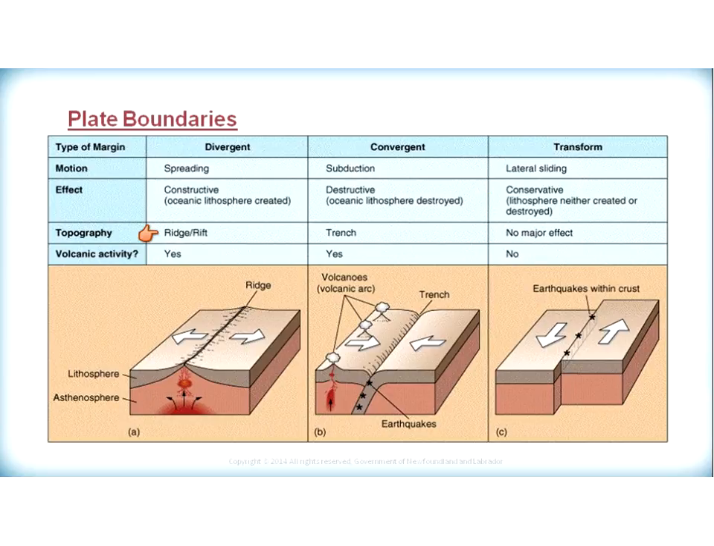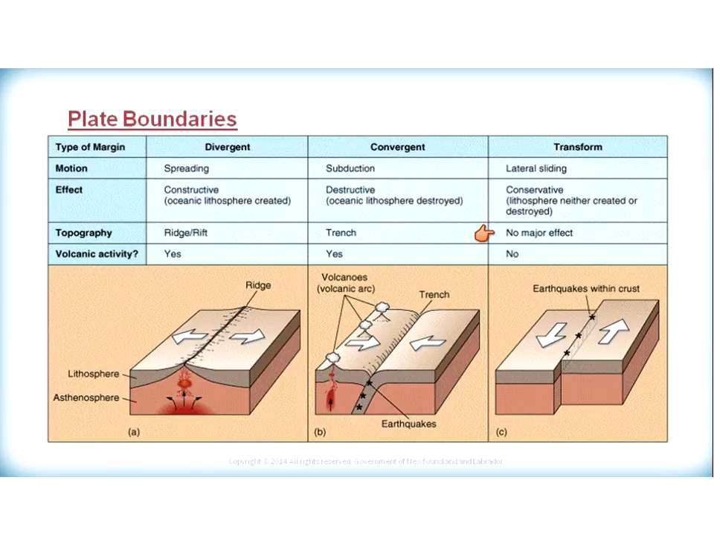At divergent boundaries, we generally see ridges or rift valleys forming on the surface. At convergent plate boundaries, we see the formation of trenches and often volcanic activity. And along transform boundaries, we generally don't see any dominant feature on the surface, just a fault that runs along the length of the transform boundary.